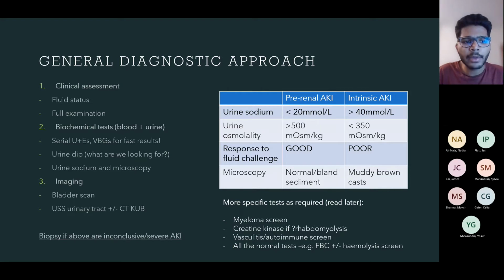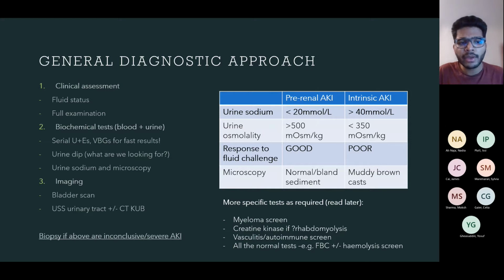And then you move on to your biochemical tests to confirm that you have an AKI, but also to check whether it's intrinsically renal. So you want to do your blood and urine tests. So serial U&Es to look at the trend. VBGs for fast results. Somebody said about hyperkalemia earlier. If you're worried about hyperkalemia, do a VBG because then you'll get your results straight away. And also do an ECG to look for any arrhythmias.